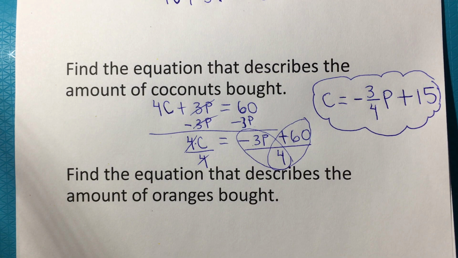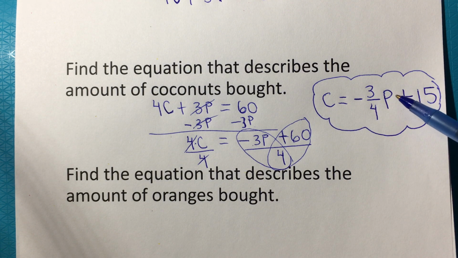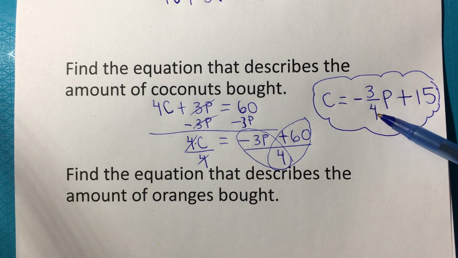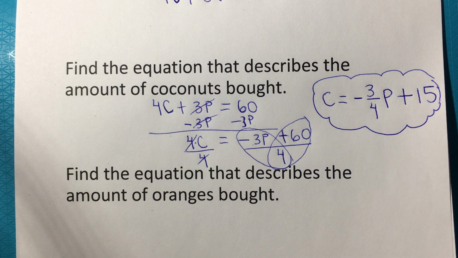So what does that mean? That if the only piece of information that you're missing is the coconuts, and you know how many pineapples you are buying, you can place it in here, multiply it and divide it, add 15, and that's how you will find the number of coconuts.